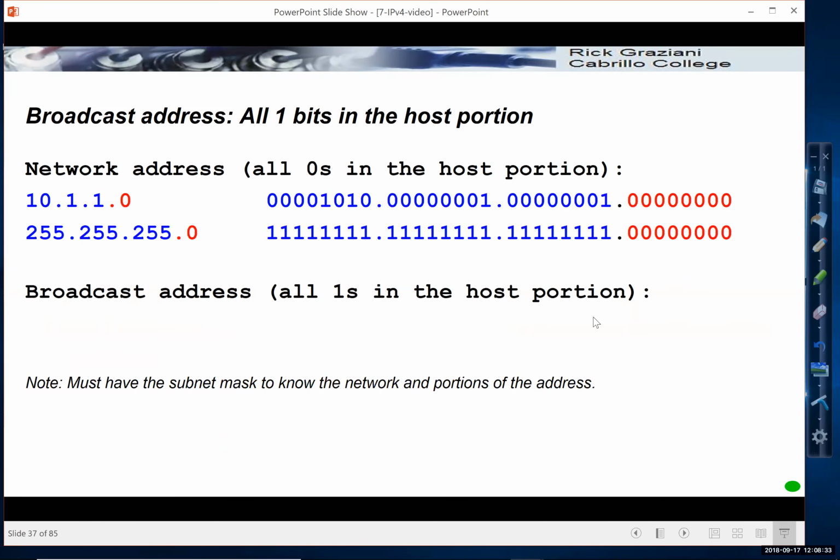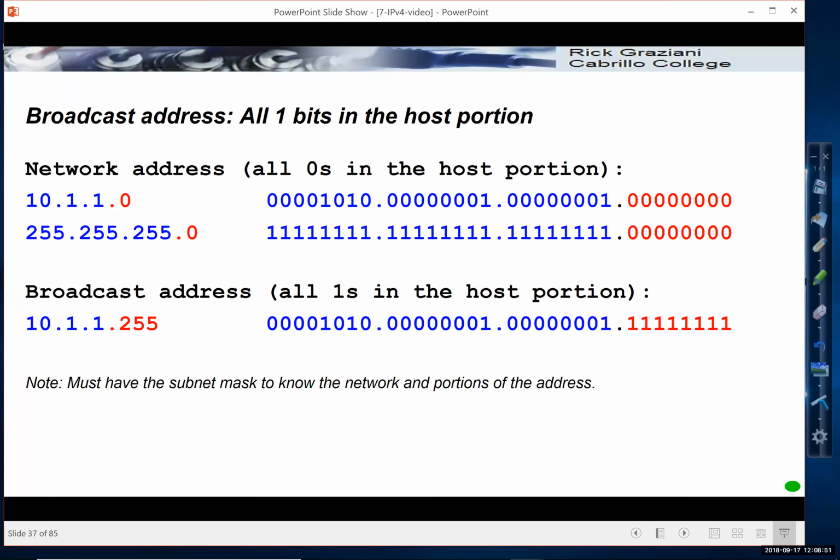We said our network address is 10.1.1.0 with a subnet mask of 255.255.255.0. So what would the broadcast address be? Well, the network bits are going to be the same, just all 1 bits in the host portion. So what that gives us is a broadcast address of 10.1.1.255. In the host portion, we have all 1 bits.